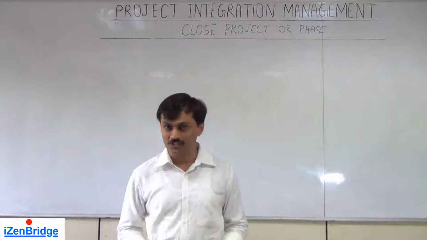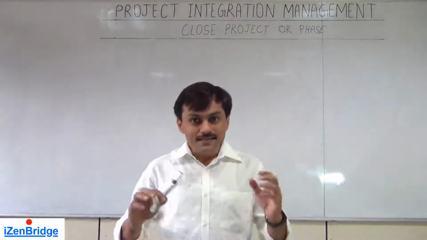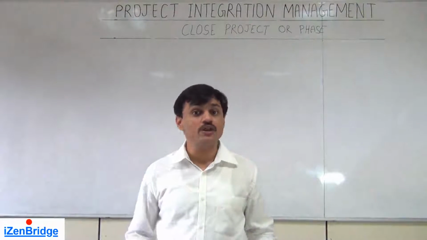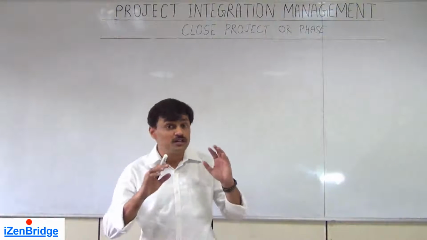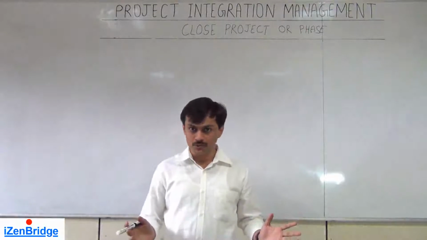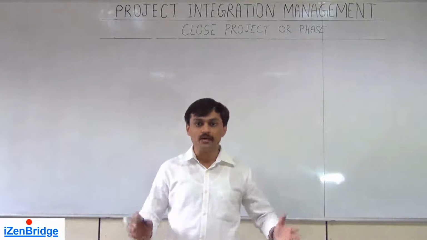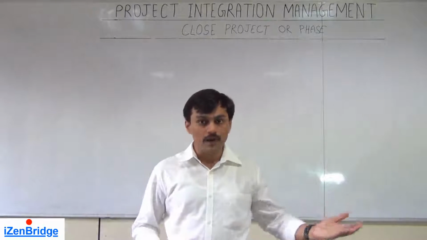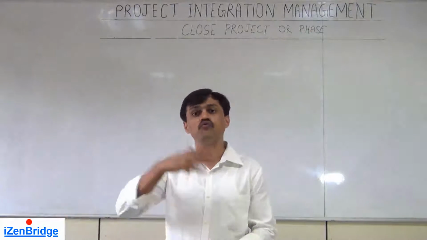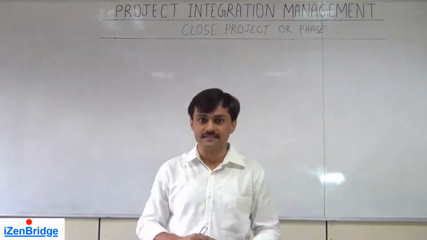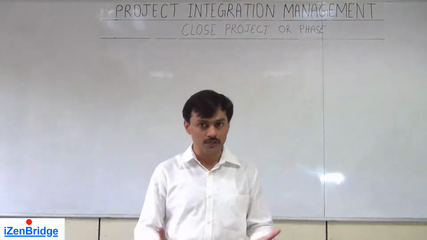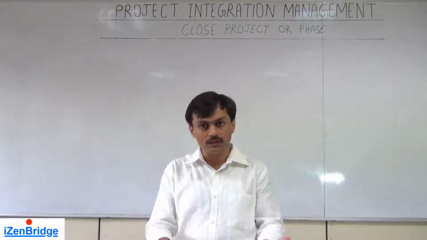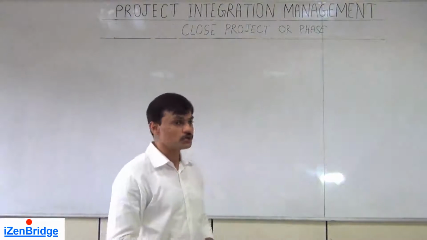This is the final process of project integration management, and it is the final process of your project, or of a phase. When you are done with your project or phase, you need to close it. You need to properly document the learning, record the good and bad experience and move forward. Perform some administrative activities like releasing resources, human or administrative infrastructure. You do all that and then you move to the next project or next phase.